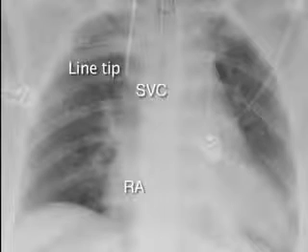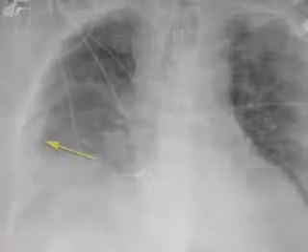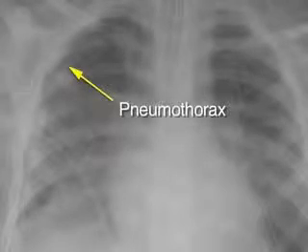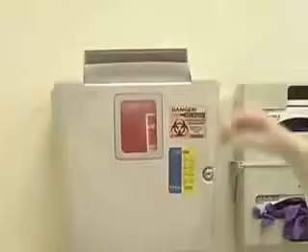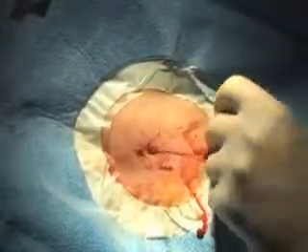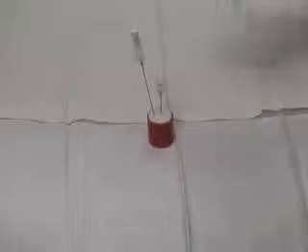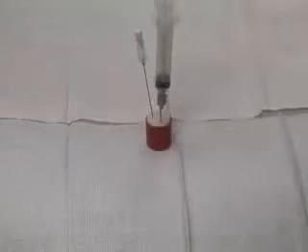Apply a sterile dressing. Obtain a chest X-ray to assess for proper placement and to assure that no hemothorax or pneumothorax has occurred. All sharps should be properly disposed in approved sharps containers. Scalpels should be retracted into their protective sleeves. Needle stick injury can be minimized by using needle lock devices found in most commercial central line kits.